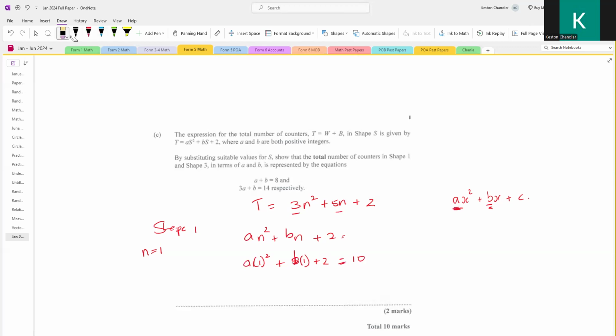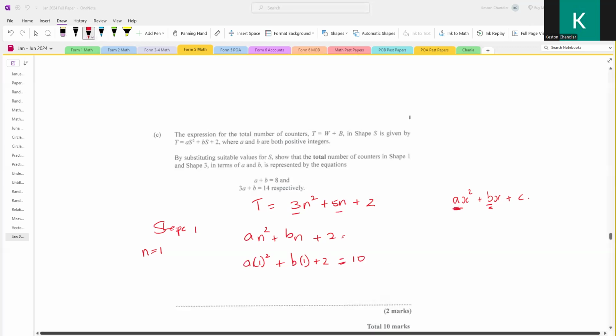You want me to show that A plus B is equal to, so this will give me A plus 1 squared is 1. B by that will give me 1, B plus 2 is equal to 10. So A plus B is equal to 10 minus 2. And A plus B is equal to 8. So we just showed that A plus B in shape 1 is equal to 8.